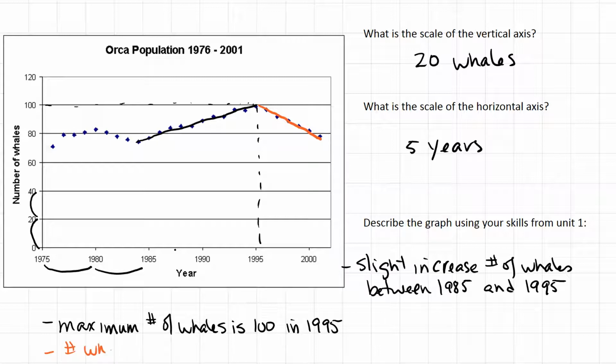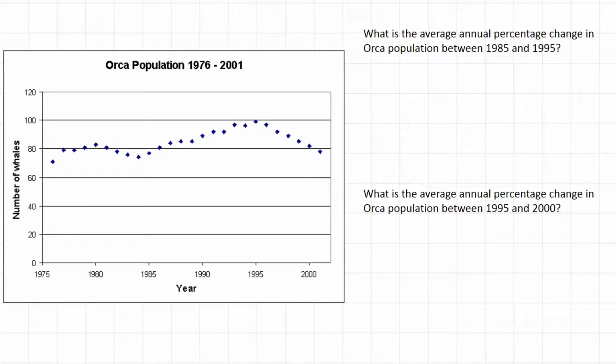Number of whales decreases between 1995 and the year 2000. So let's take a look at this orca population between 1985, where it has a population of about 70, and 1995, where it has a population of 100. The numbers might be slightly different because we're estimating from the graph, but they shouldn't be too far off.